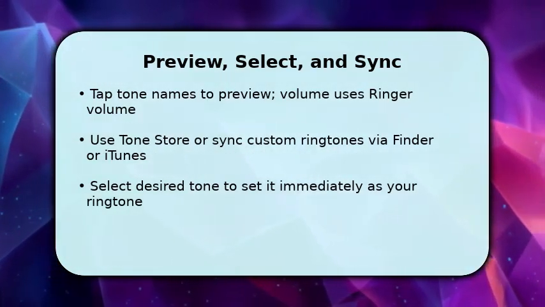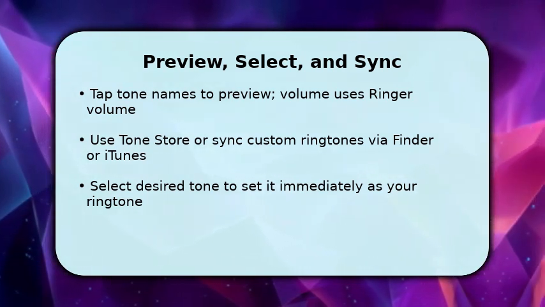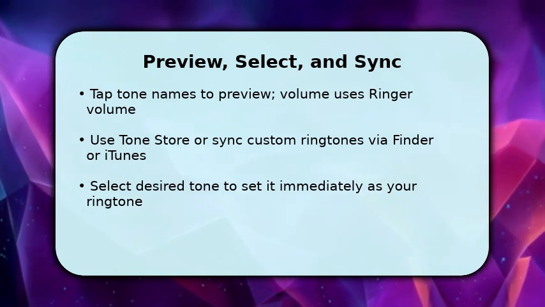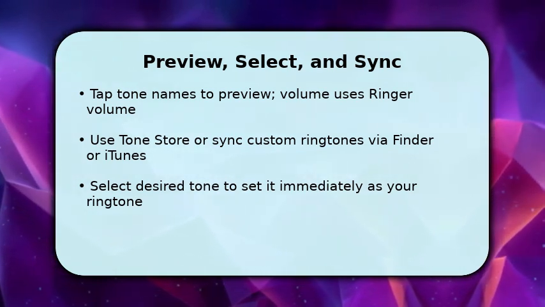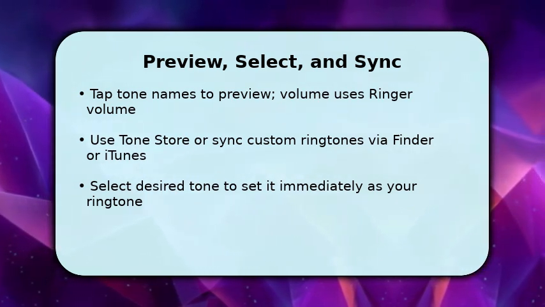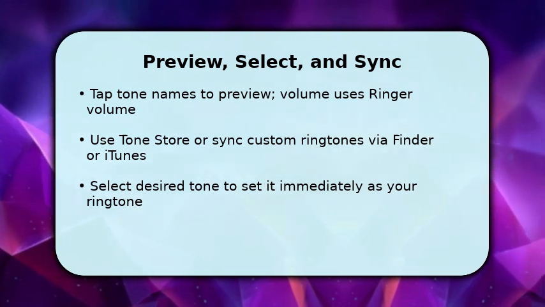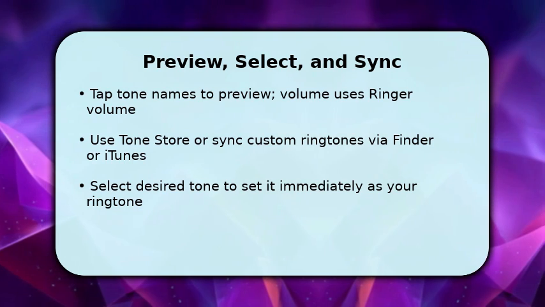If you want a custom sound, use the tone store or prepare a ringtone file and sync via Finder or iTunes on a computer, import as M4R and transfer to your device. Once your custom tone appears in the list, tap it to select. When selected, the checkmark confirms the change. This step handles both stock and custom tones.